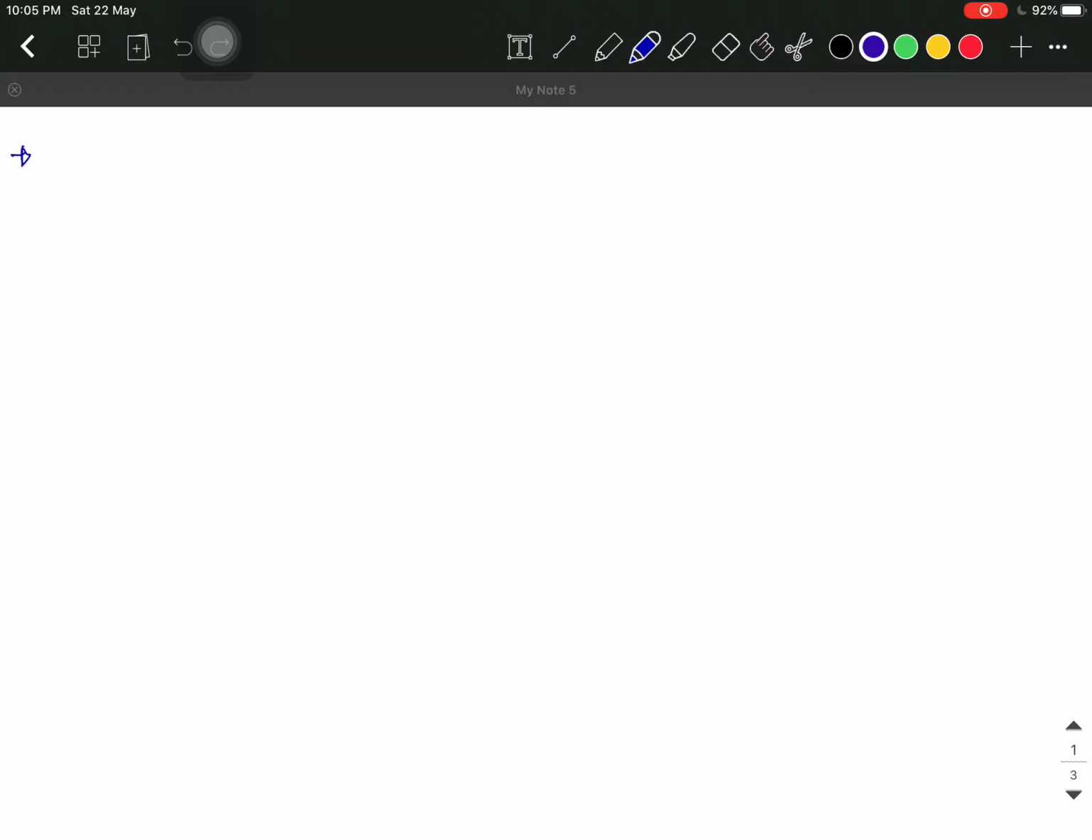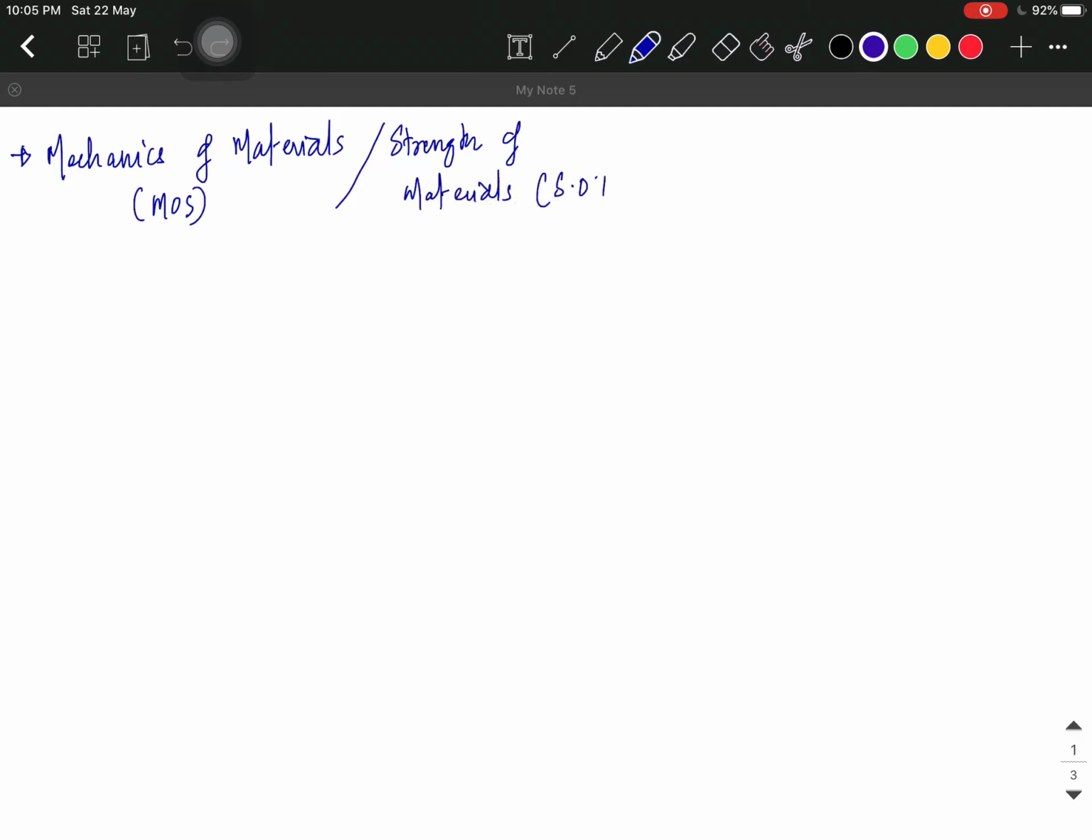Hi friends, today we are going to start our new subject called Mechanics of Materials, which is denoted by MOS, and this is also called strength of materials, denoted as SOM, or it is also called mechanics of materials, denoted as MOM.